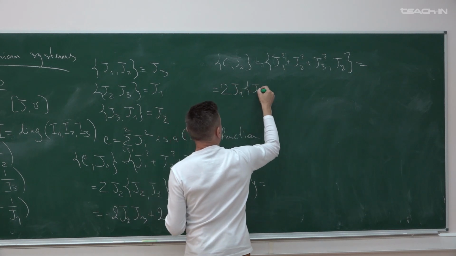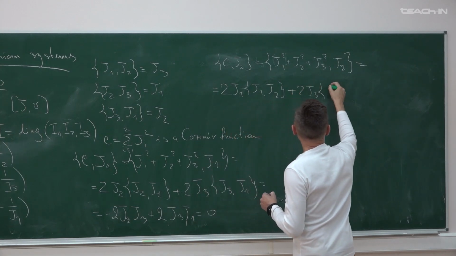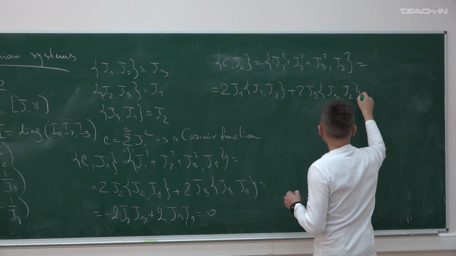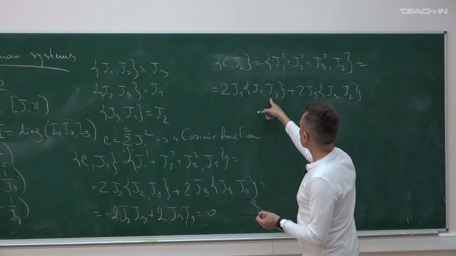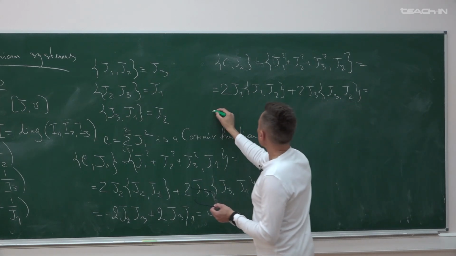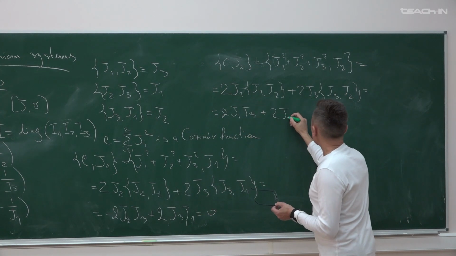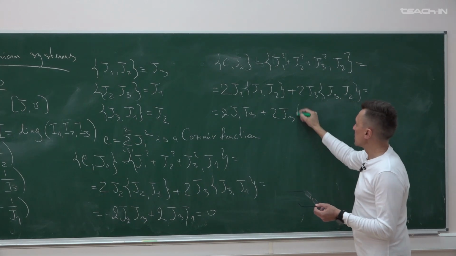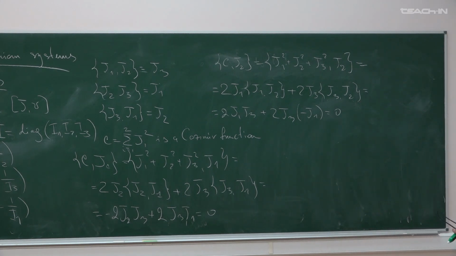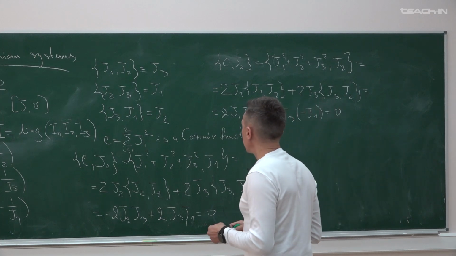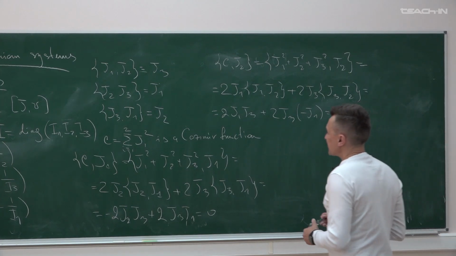J1, J2, plus 2 J3, J2. J1, J2 is J3 is equal to J1, J3 plus 2 J3, J2 is minus J1, 0. So maybe it could be obtained from some other arguments.